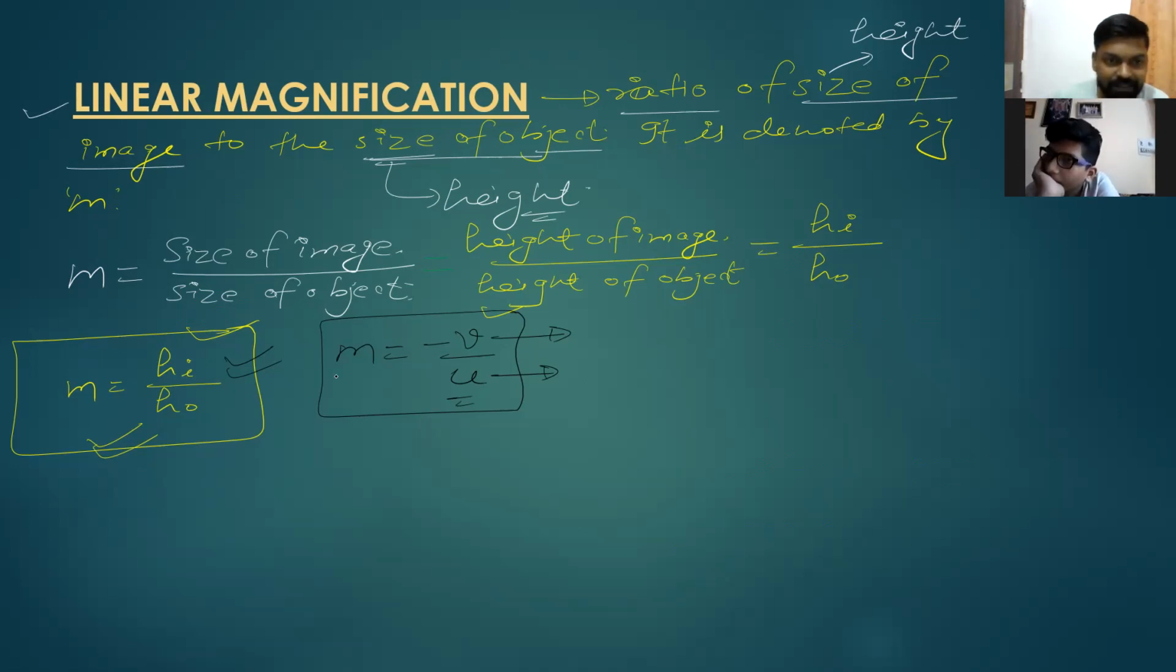So in this case, we can say that m is equal to minus v upon u. v is the distance of image, and u is the distance of object. Both distances are taken from the pole of mirror because pole is treated as origin.